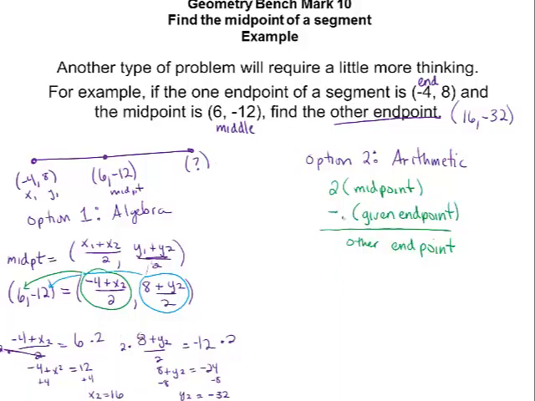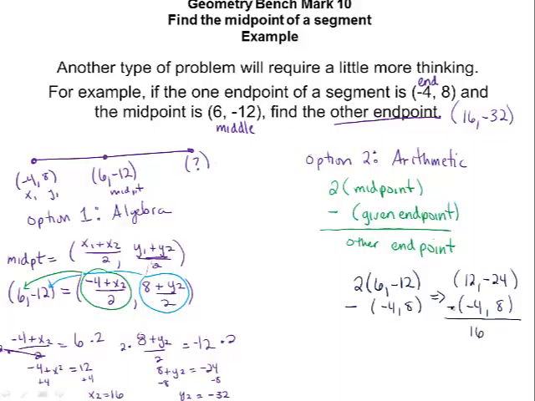What that would look like is I have the midpoint is 6, negative 12, and I want to subtract from that negative 4, 8. Okay, when I multiply this by 2, I get 12, negative 24. Same numbers, see, 12 and negative 24. Minus negative 4, 8. Minus negative becomes a positive, so that's 12 plus 4. And then negative 24 minus 8 gives me negative 32.